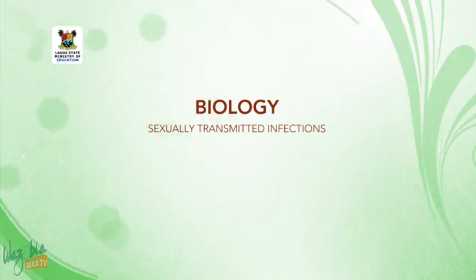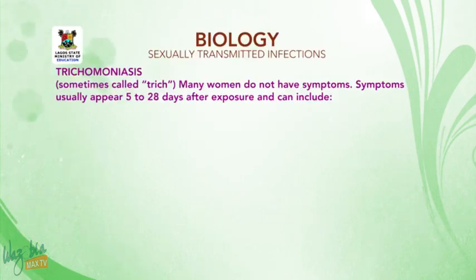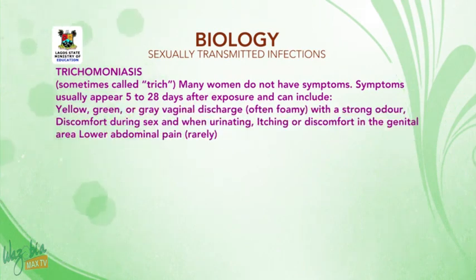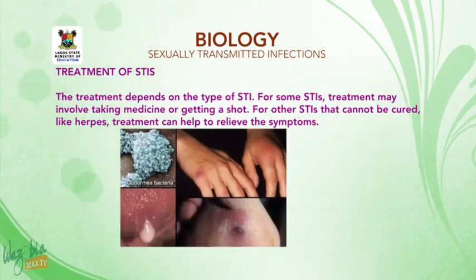You are welcome back. Now let's look at trichomoniasis. Sometimes it is called trich. Many women do not have symptoms. Symptoms usually appear 5 to 28 days after exposure and can include yellow, green, or gray vaginal discharge, often foaming with a strong odor, discomfort during sex and when urinating, itching or discomfort in the genital area, lower abdominal pain rarely.